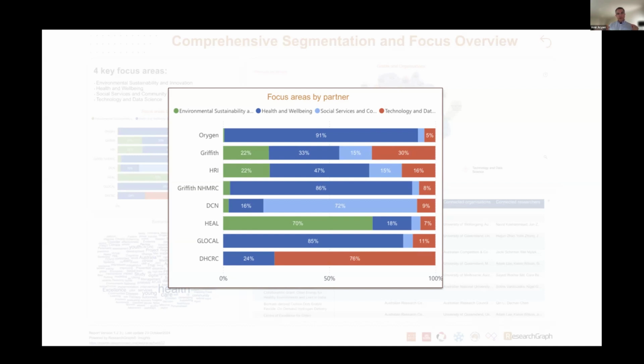For example, the first one, Origin, which is a medical research institute, obviously has health and well-being as the most common area of projects, while the Digital Health CRC, which is the last partner in this group, has the highest allocation to technology and data science in health. So that was one of the visualizations of how these partners can sit together around that table.